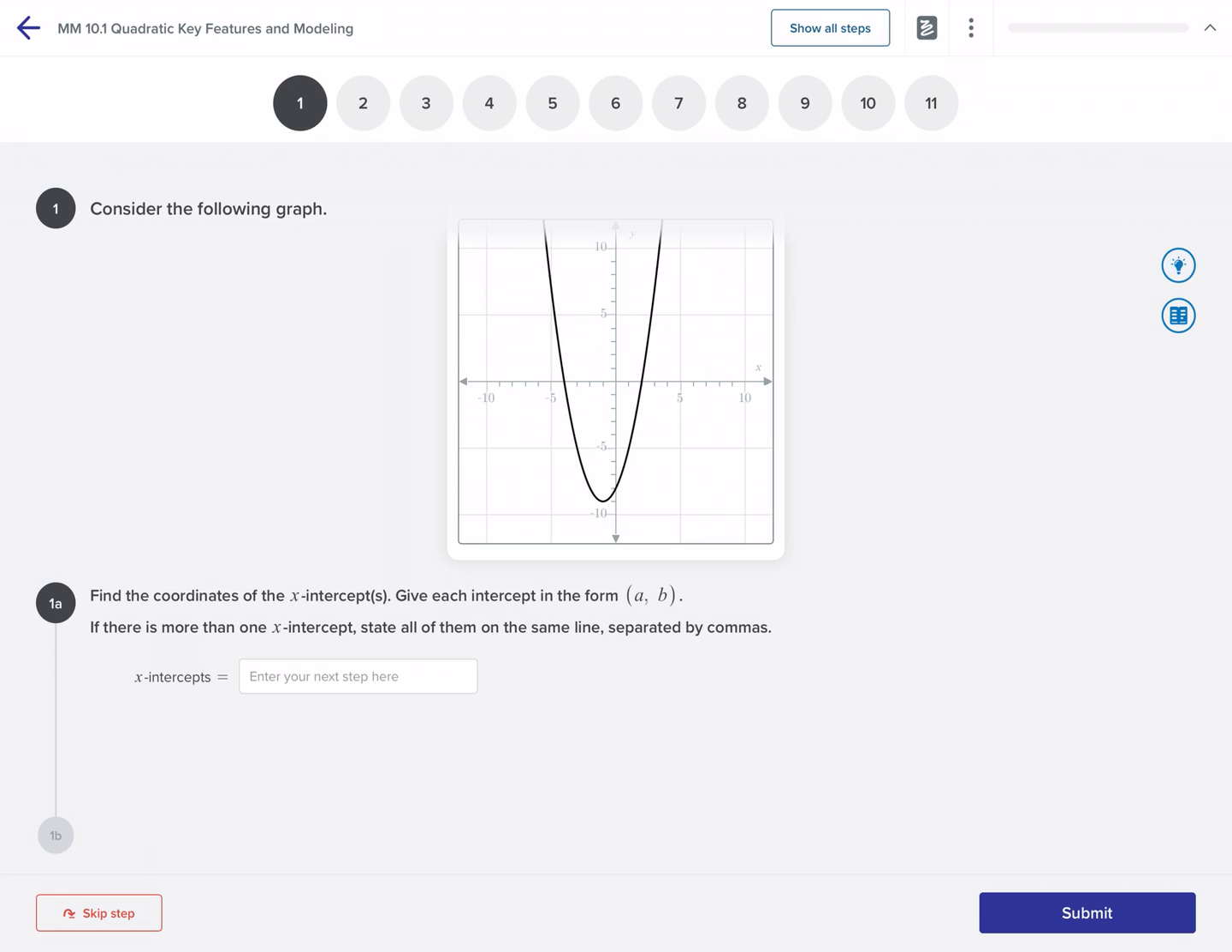So if you work with someone else, which is totally fine, just realize that you have to do your own, and your numbers will be different, your graphs will be different.